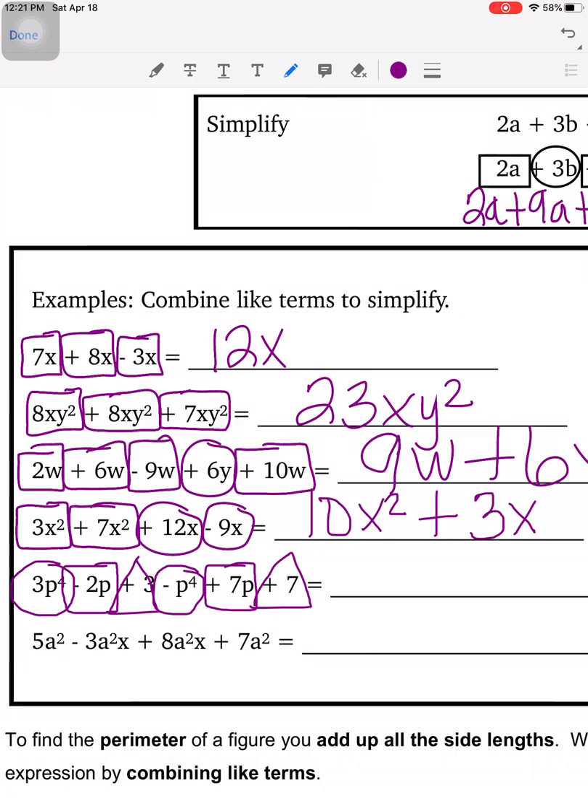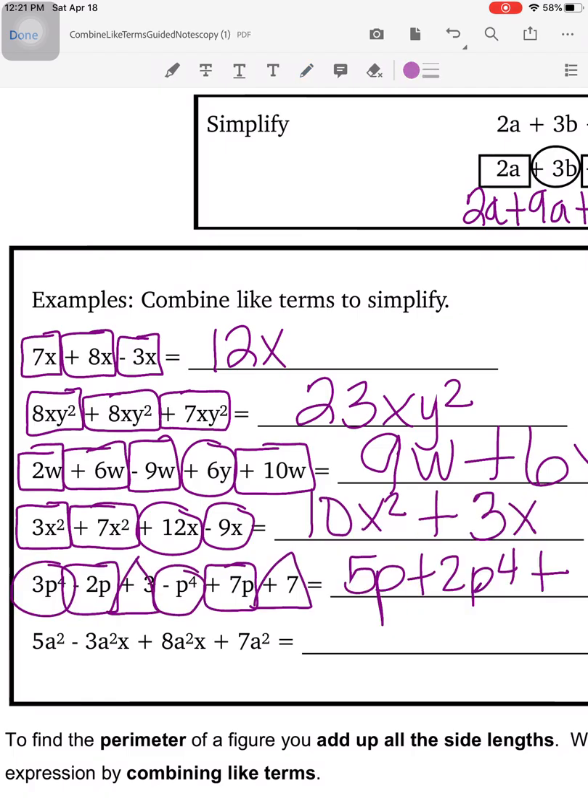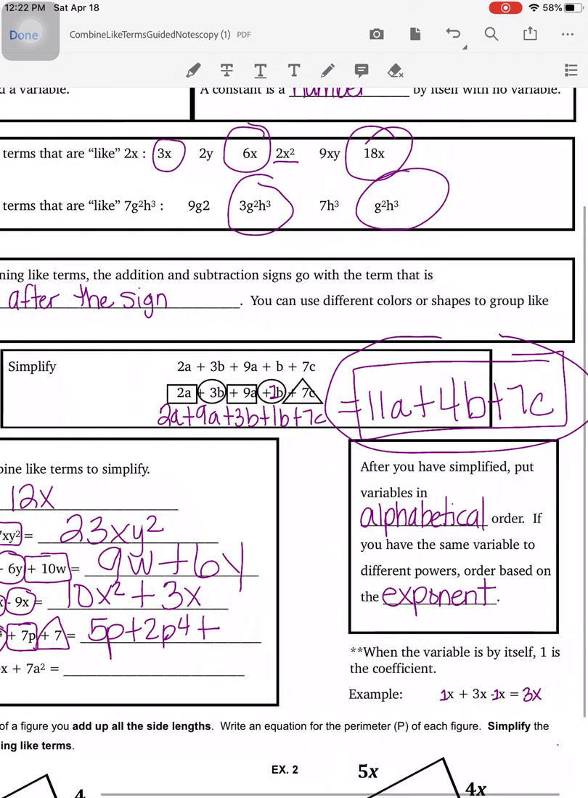All right. So then we add them together and we're going to put them in alphabetical order. So we're going to do 5p. Okay. Negative 2p plus 7p is 5p. Okay. Then we have 3p to the fourth power minus 1p to the fourth power, which gives us a positive 2p to the fourth power. Plus, we had a 3 plus a 7, which gives us 10.